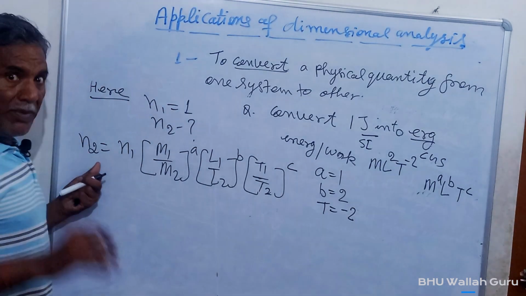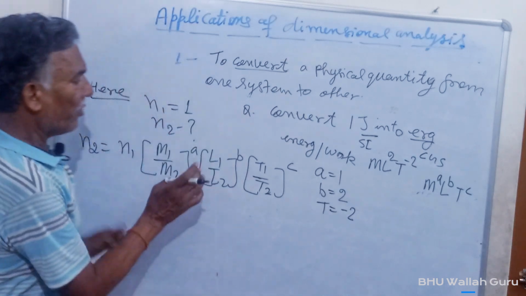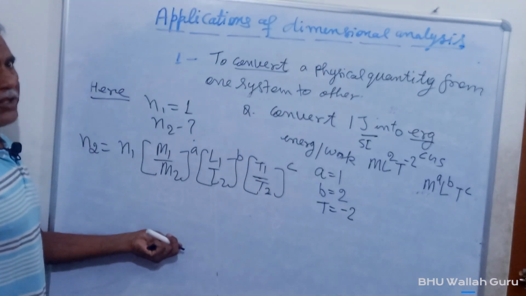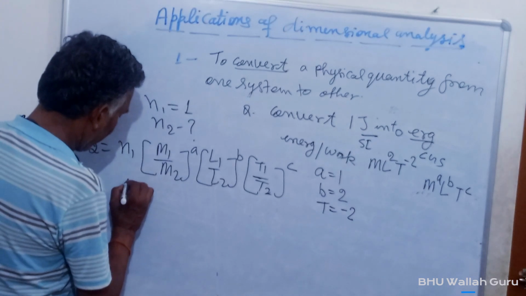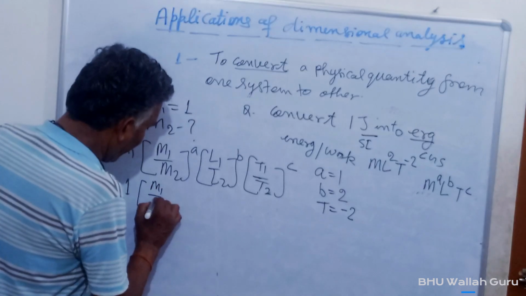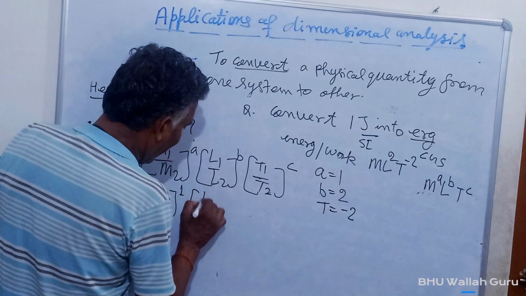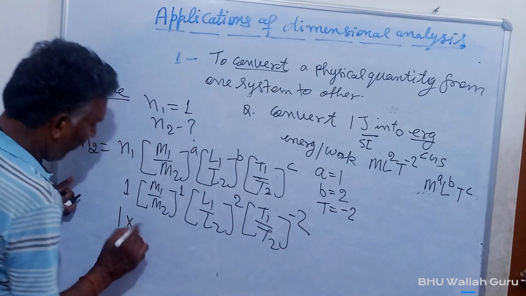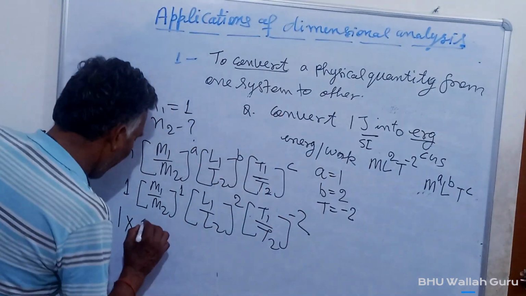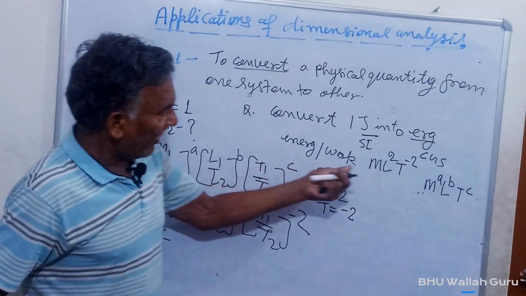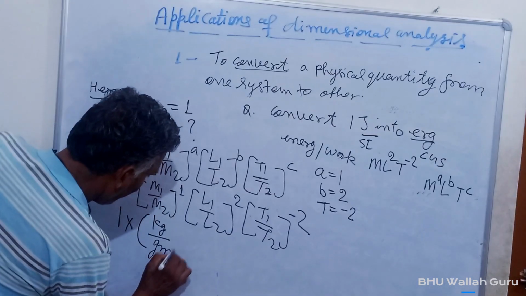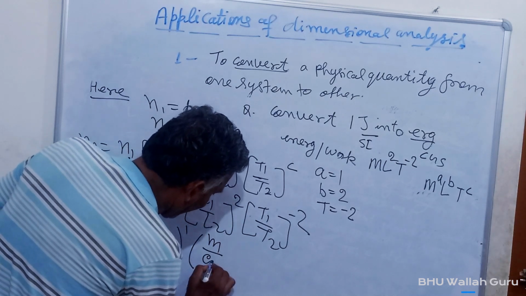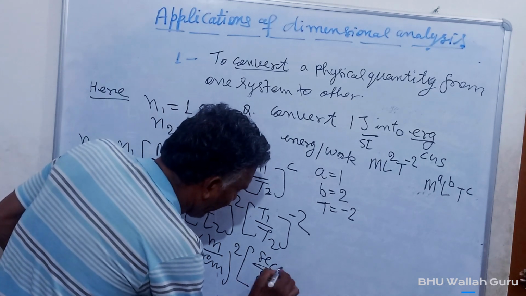For academic students, remember that if you are going to solve any problem, you must write down the formula. After this formula, you will be awarded half a mark. If the other steps are not clear, it doesn't matter. Now put the values: 1, m1 upon m2 power 1, L1 upon L2 power 2, T1 upon T2 power minus 2. Here m1 is in the SI system, mass in kg, and m2 is in the CGS system, mass in gram. L1 is the length in the SI system, meter, and in CGS, centimeter, power 2. It is second in both cases.